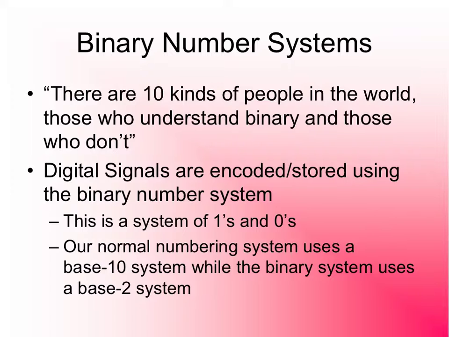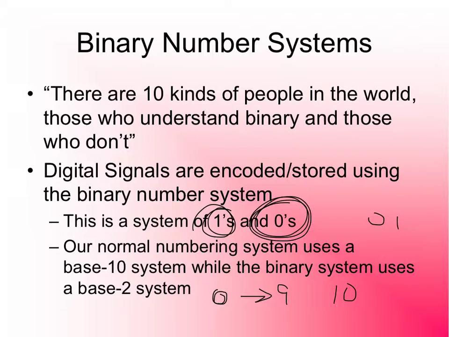Digital signals, as opposed to binary signals, are encoded, stored using the binary system, and it's a system of ones and zeros. Those are binary. That means 2, 1 and 0. While our normal numbering system uses a base 10, we have 0 through 9, which gives us our 10 values, so that's our base 10. In a base 2, we have 0 and 1, so that's our 2 there.